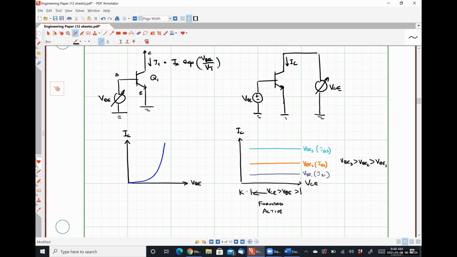And between here and here, this is where VCE is less than VBE. And this is a saturation region, which we're not quite ready to talk about just yet, about how the curve behaves there. So in the forward active region, these are our characteristic curves.